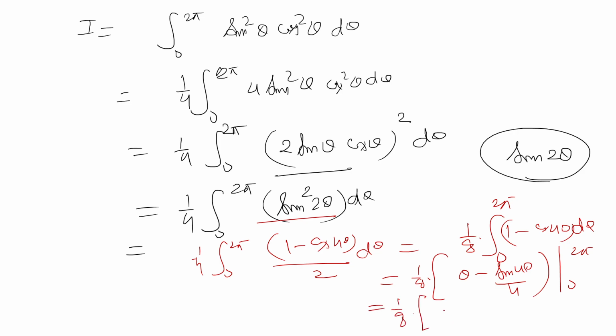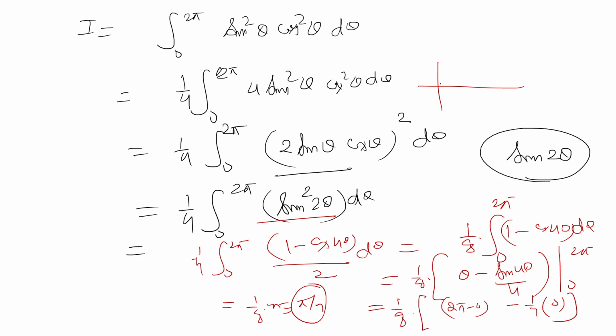So 1 by 8, 2 pi, 0, upper limit minus lower limit. So 1 by 4, it is 0. So it will be 1 by 8 into 2 pi, we get pi by 4. Sine is a periodic signal, so at all multiples of pi we will get the 0 value, right?